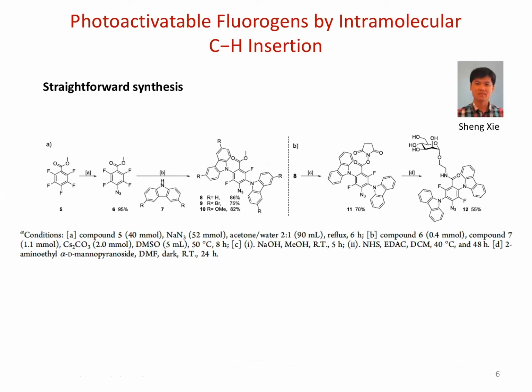The molecules are fairly straightforward to make. So we start with the methyl ester of a pentafluorobenzoic acid, commercially available, relatively inexpensive, and convert that into the azide in high yield. And then a subsequent substitution reaction with the carbazole gives us the product. Because there is a handle here, the methyl ester, we can turn that into an activated ester, and a simple amide formation with an amine-functionalized sugar gives us the carbazole. In this case, it's the mannose-derivatized carbazole derivative.